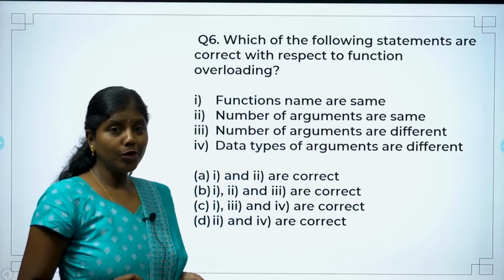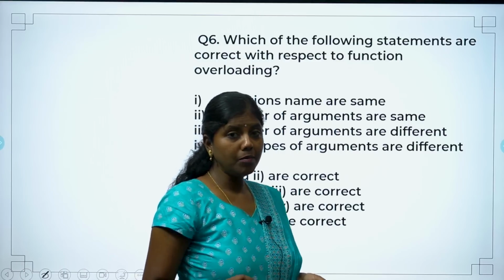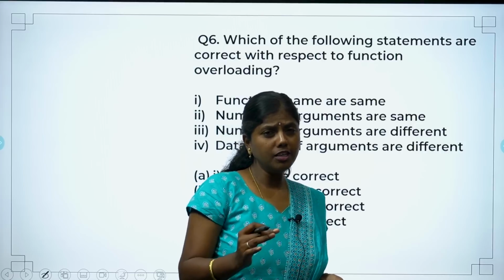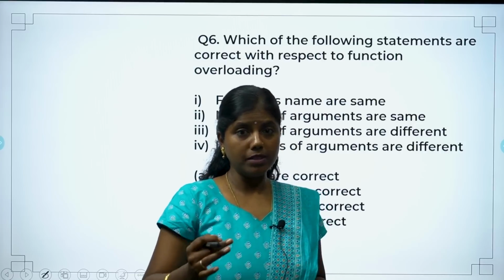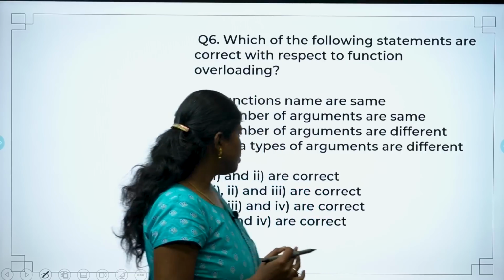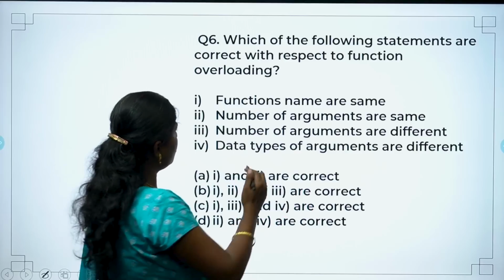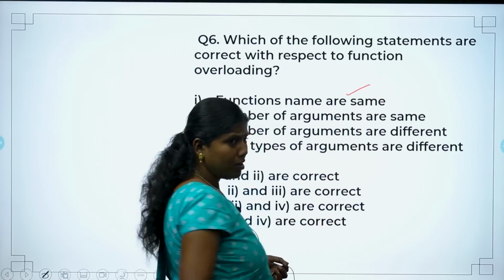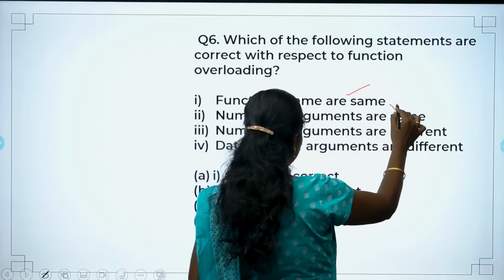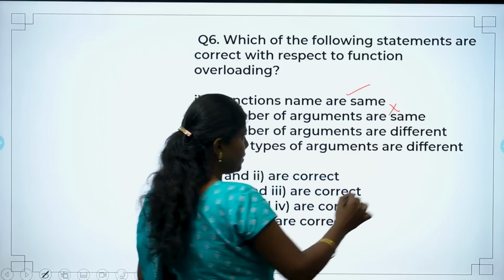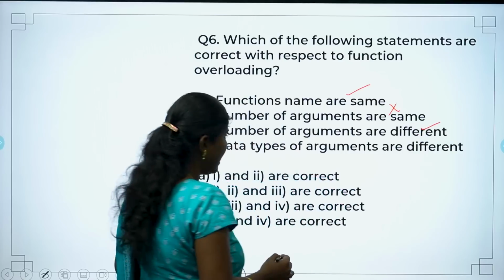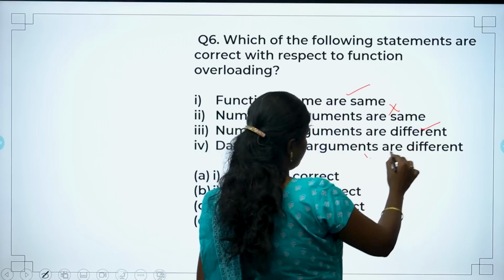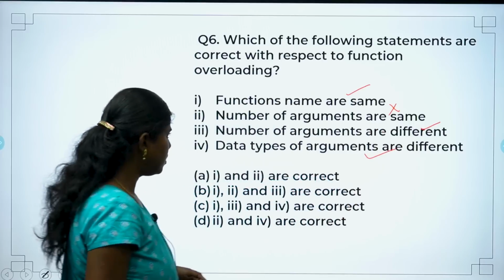Which of the following statements are correct with respect to function overloading? So function overloading means what? Functions having the same name but differing at least in the number of arguments or at least by the data type, right? So let's look at the options. Function names are same, it is true. Number of arguments should be different, so this is going to be false. Number of arguments are different, true. Data type of arguments are different, so this is true. So 1, 3 and 4 are right.